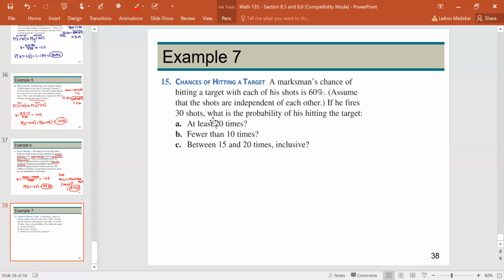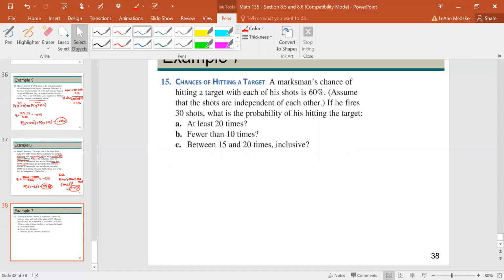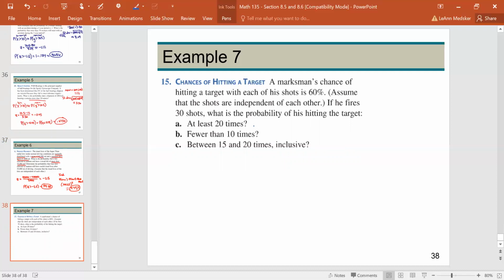We want to know what's the probability he hits at least 20 times, fewer than 10 times, or between 15 and 20 inclusive. So the big idea here is going to be getting that correct half step, since this is binomial right now and we need it to be normal because this is a lot of calculations to do by hand. So our probability of success is 0.6, so the probability of failure would be 0.4.